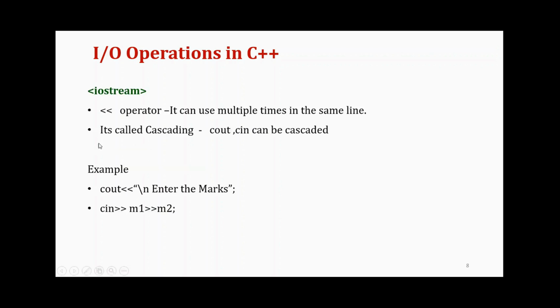Here, the operator is the overloaded left shift operator. We can cascade the operator. For example, check out this example. I'm entering two values at the same time, so you can cascade the two inputs by cascading the input stream operator: cin, input operator, M1, again the input operator, and M2. So you can cascade. Like this, cout can also be used together.